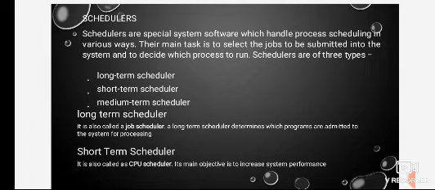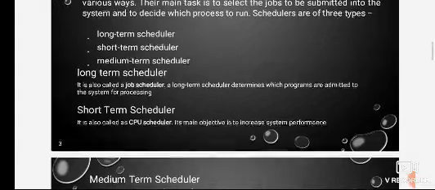Schedulers. Schedulers are special system software which handle process scheduling in various ways. Their main task is to select the job to be submitted into the system and to decide which process to run. The schedulers are of three types: long-term scheduler, short-term scheduler, and medium-term scheduler.